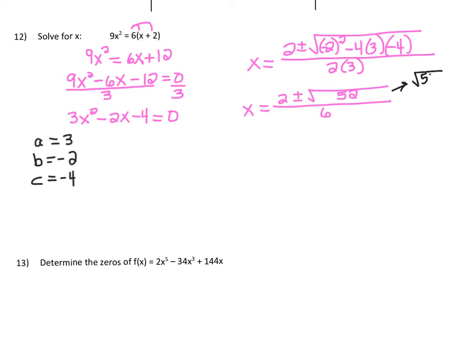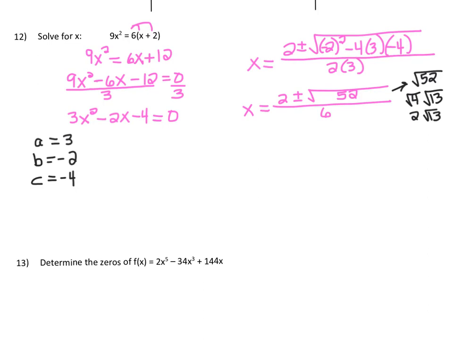Now 52 is not a perfect square, so I want to come up with two numbers that multiply to 52 where one of them is a perfect square. And I want it to be the biggest perfect square possible. So the biggest perfect square that divides evenly into 52 is 4. And 52 divided by 4 is 13, so that's what I'm left with here. Now we know the square root of 4 is 2, so I'm going to rewrite this as 2 radical 13.